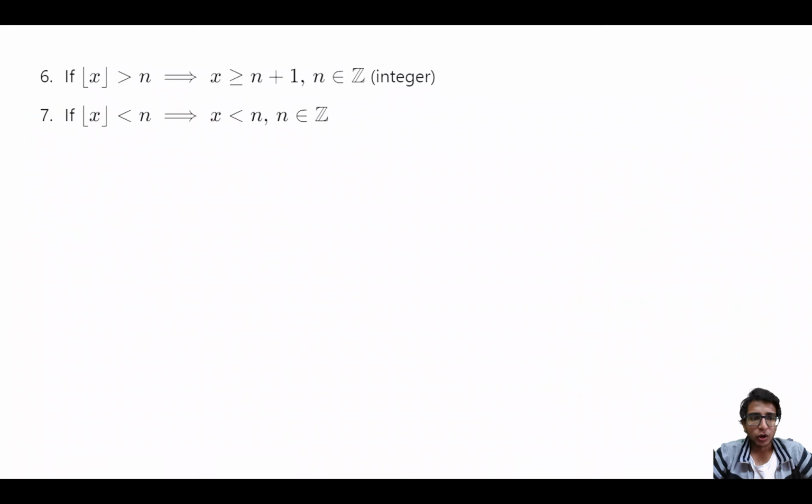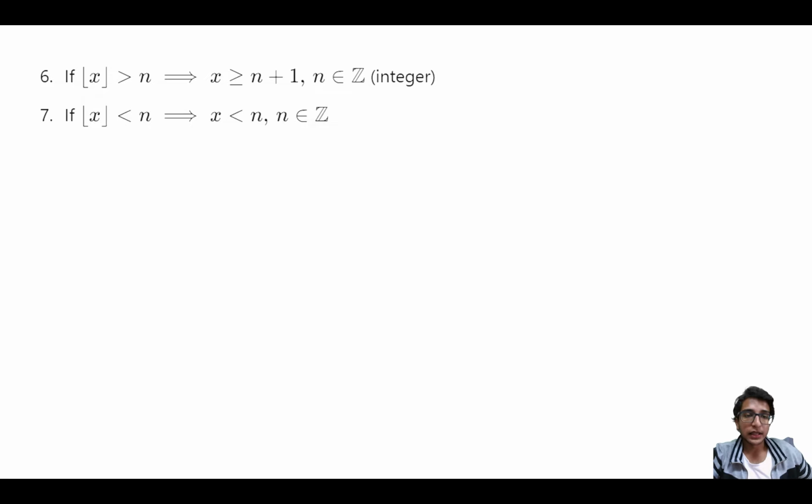Now again, a few more properties. If the greatest integer function of x is greater than n, then what can we say about x? It would be greater than or equal to n plus 1, where n belongs to the integers. So keep this in mind as well. Now if we have the greatest integer function of x less than n, it would simply be x less than n.